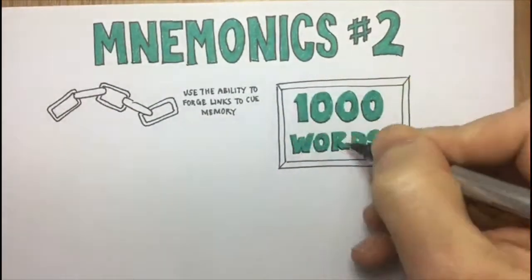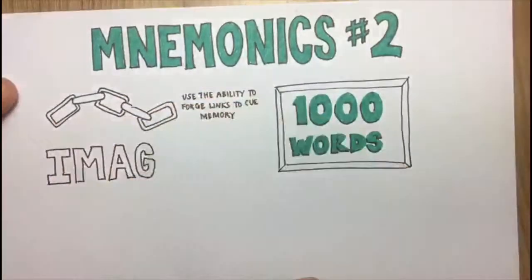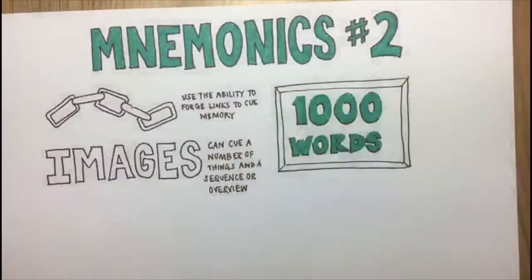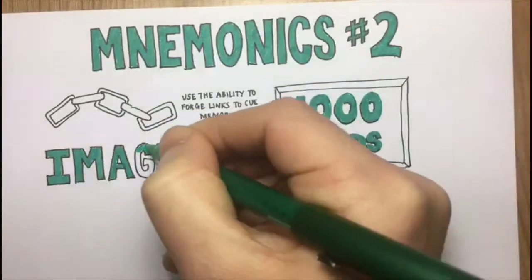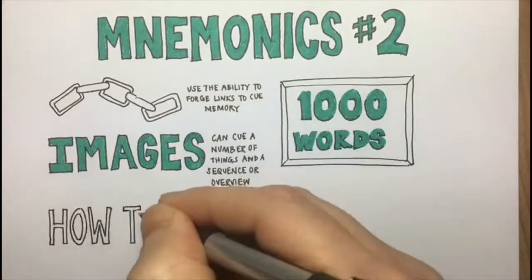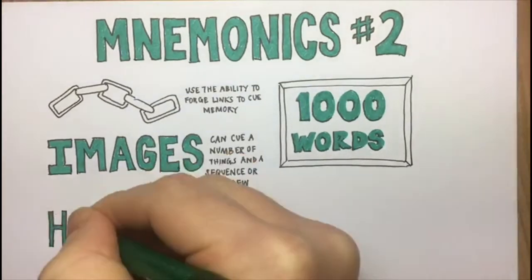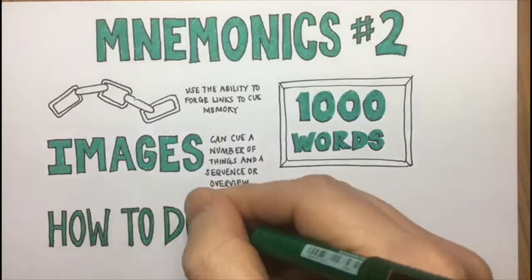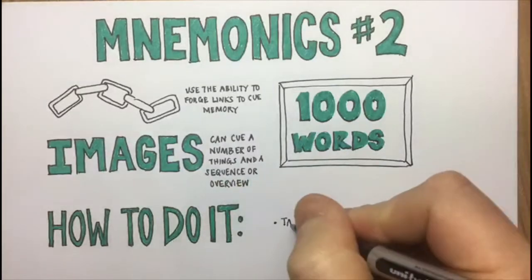After all, they say a picture tells 1,000 words. An image in revision can give you a cue for a number of things to remember, as well as a sequence or an overview, which is why it can be helpful. So how can you do it? Take what you need to remember and mentally peg or link it to an image or part of a picture.